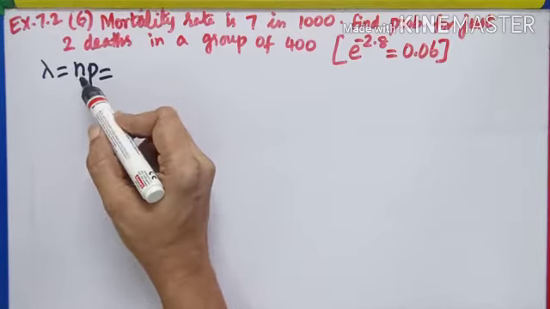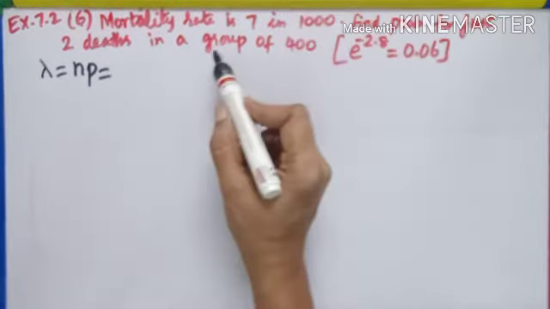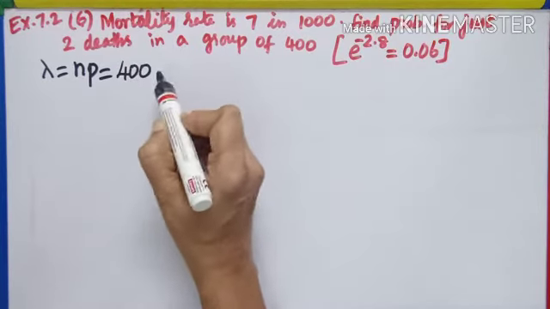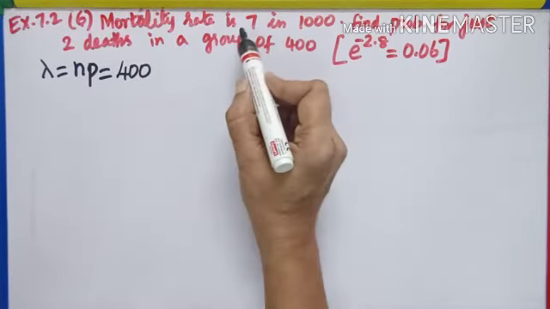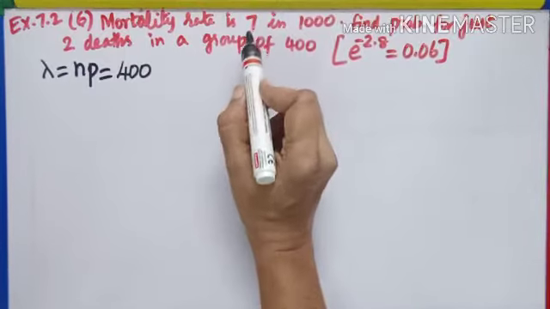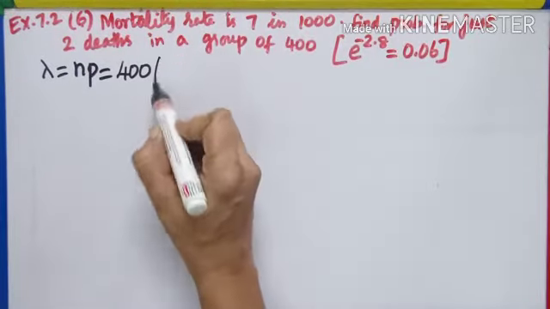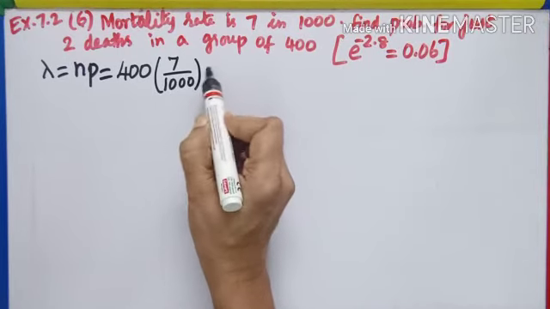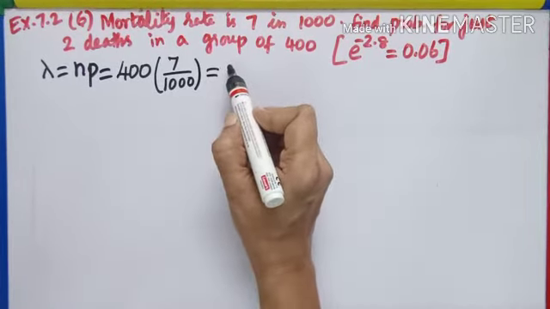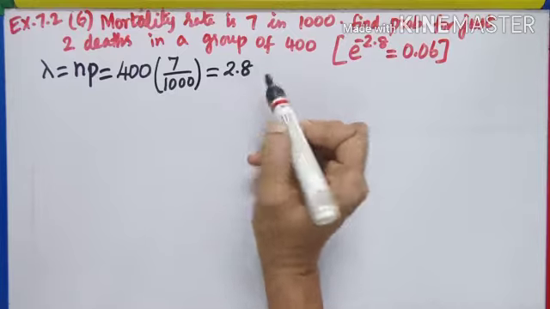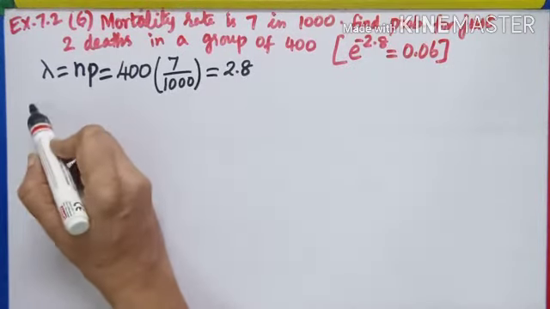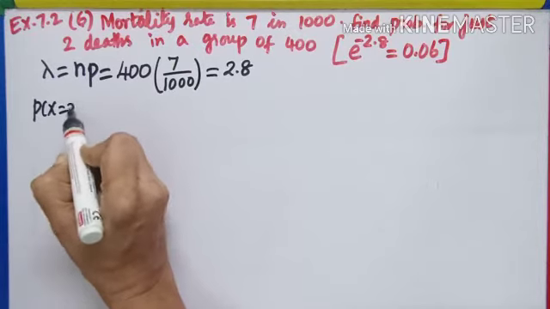N tells me how many are there. So in a group of 400, 400 is n. P tells me the probability of the death rate, so it is 7 out of 1000. 7 in 1000 gives lambda, n into p, which is 2.8. The next step, we will substitute in Poisson distribution.